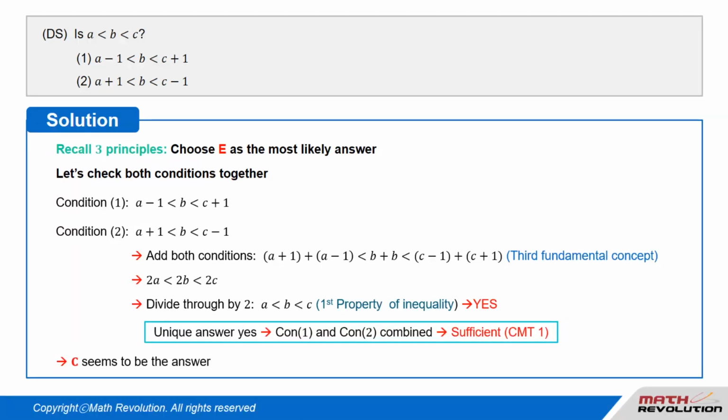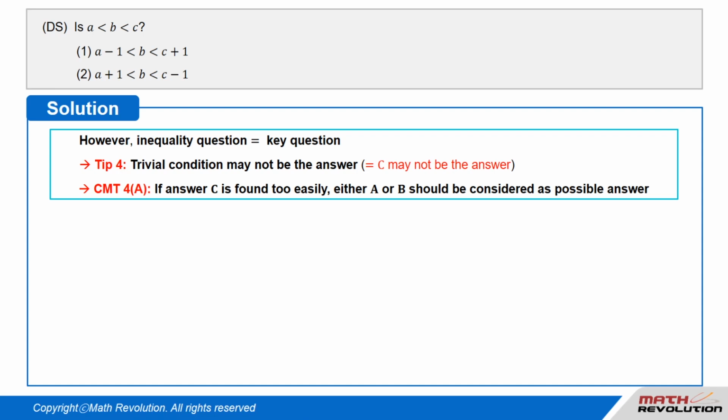The answer is unique yes, so the conditions combined are sufficient as per CMT1, which states that the answer will be in terms of a unique yes or no. Thus, C seems to be the answer. However, since this question is an inequality question, which is also one of the key questions, also by tip 4, the trivial condition usually is not the answer. That is, C is not the answer. We should apply CMT4A, which states that if answer C is found too easily, either A or B should be considered as an answer. Let us take a look at each condition.